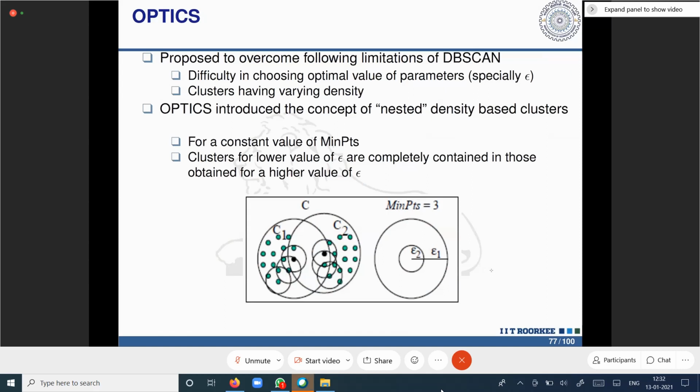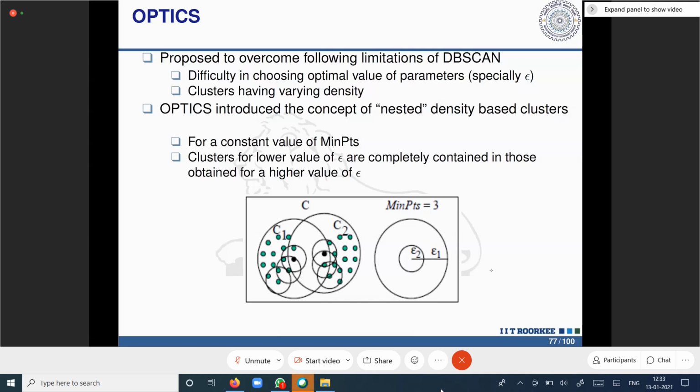To overcome these disadvantages, another algorithm was proposed. It's called OPTICS. It was proposed to overcome the following limitation of DBSCAN. First is the difficulty in choosing the optimal value of a parameter, especially epsilon, because DBSCAN results are very, very sensitive to epsilon. It works for data sets which have clusters of varying density. What it does is it introduced the concept of a nested density based cluster.